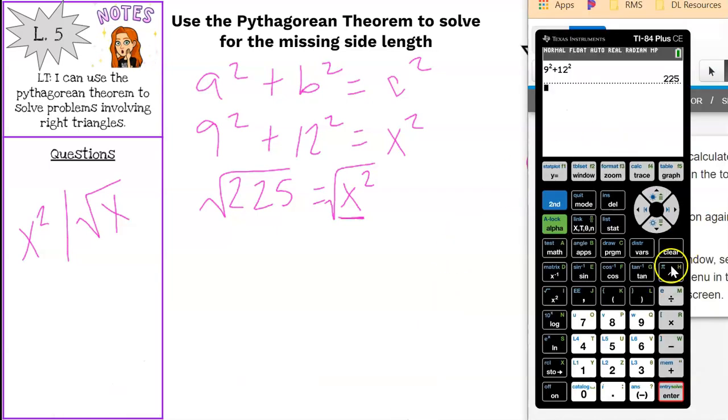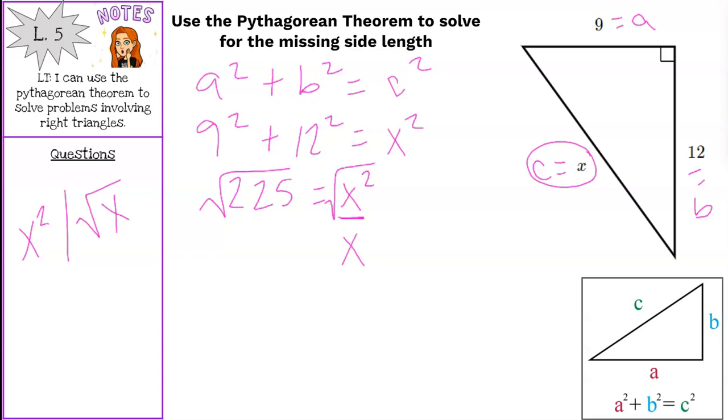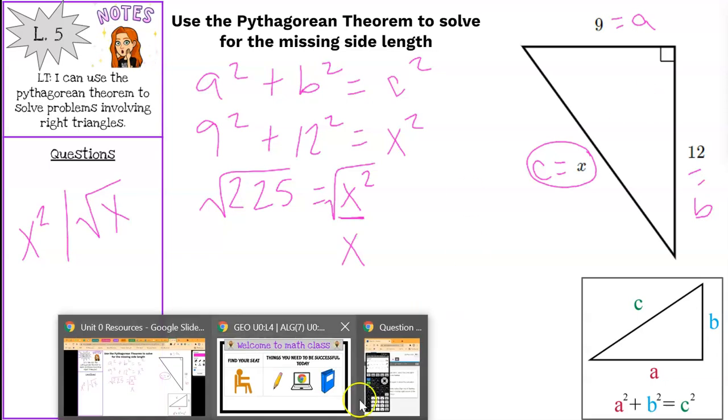So just to show you that this opposite of squaring is a square root, if I start with 5 and I square 5, I get 25. If I take the square root of 25, I'm back to where I started with 5. So if I take the square root of x squared, I just get x. I'm back to where I started.